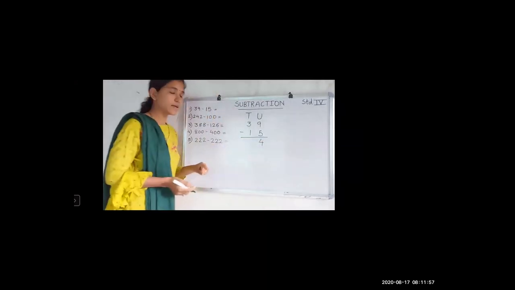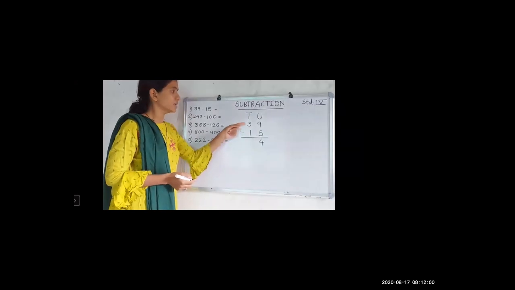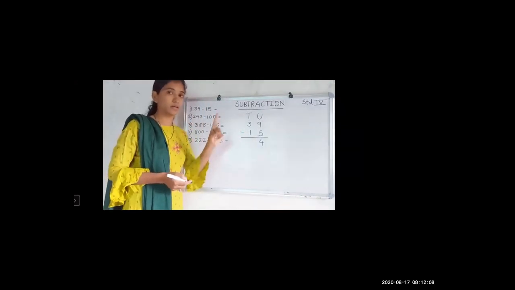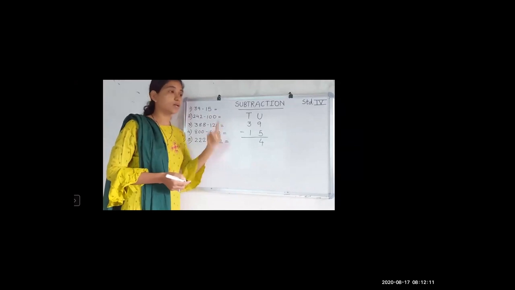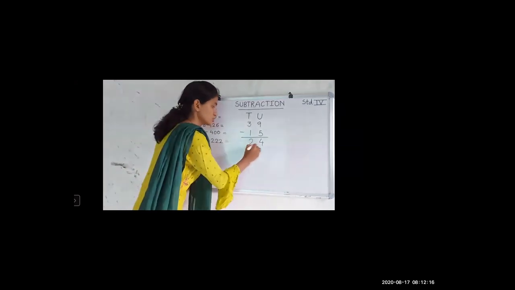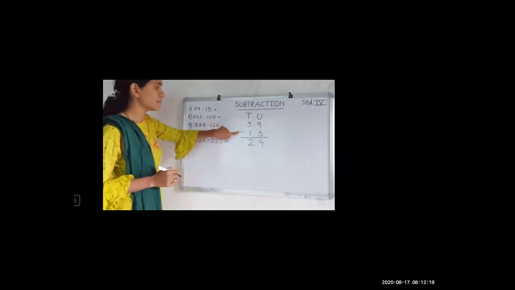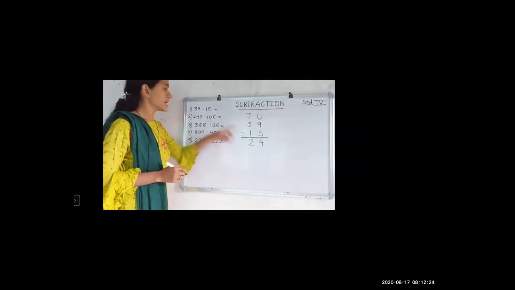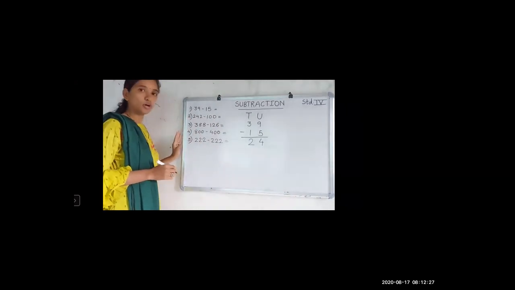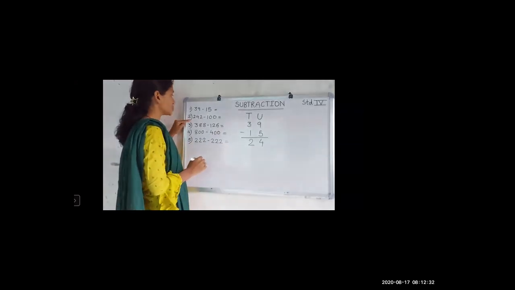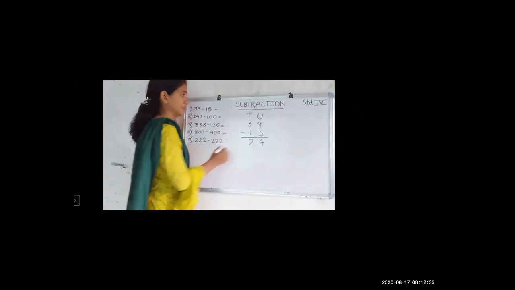In the same way, you have to subtract this number. 3 minus 1. So the bigger number is 3, the smaller number is 1. So keep the smaller number in your mind, that is 1. After 1, you have to start counting. 2, 3. So you get the answer, that is 2. So 39 minus 15, you will get the answer, that is 24. In the same way, we are going to solve all these 4 examples which we have already learned in third standard. So next question is 242 minus 100.